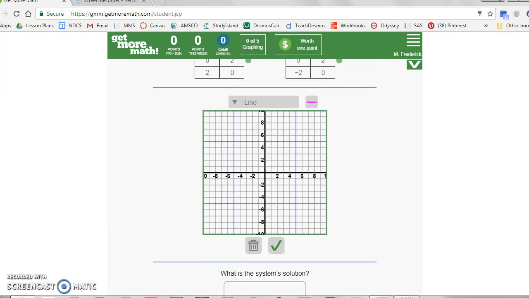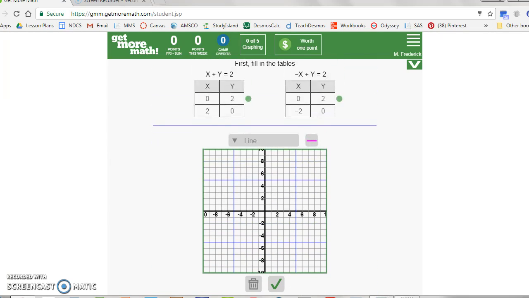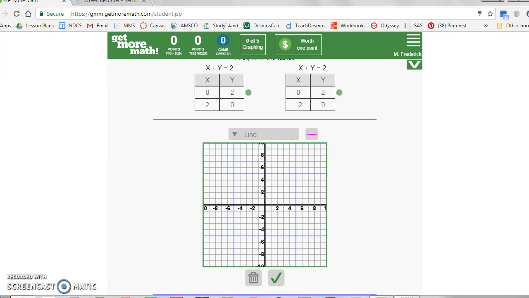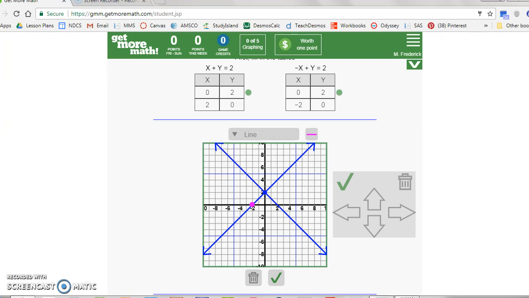We can now graph our line. Our first line will have points at 0, 2, and at 2, 0. Our second graph will have points at 0, 2, and negative 2, 0.